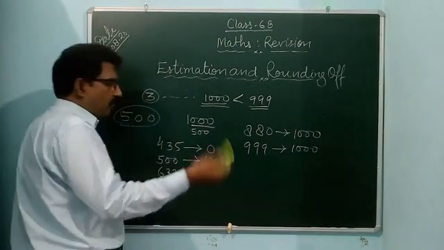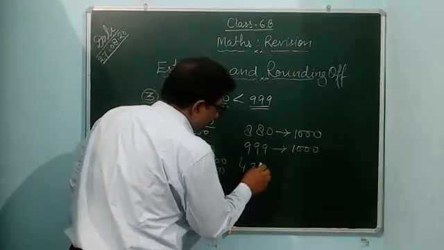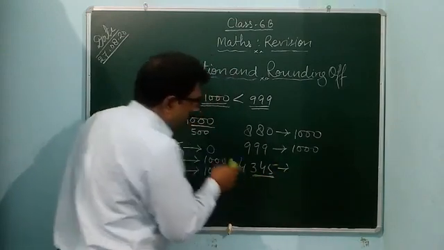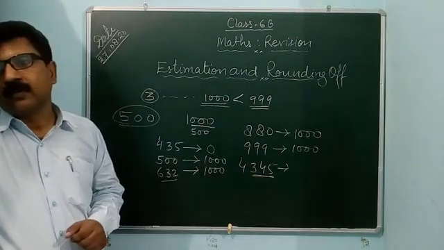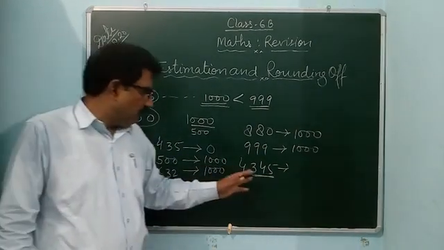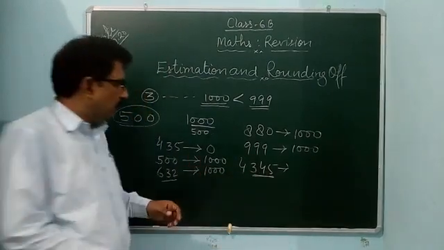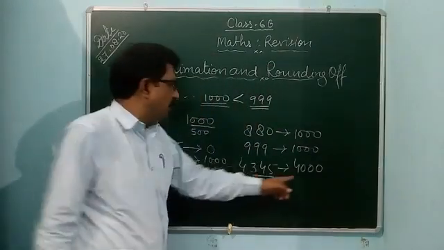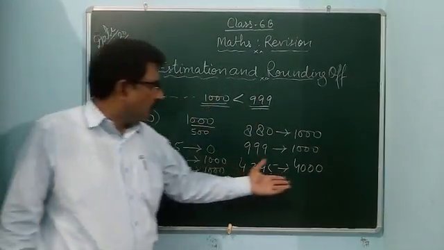But if you are taking a 4-digit number like 4,345, you see 345 is less than 500. So it will be 0, and the last three places become 000. It will be only 4,000. Estimating to 1000, it will be 4,000.